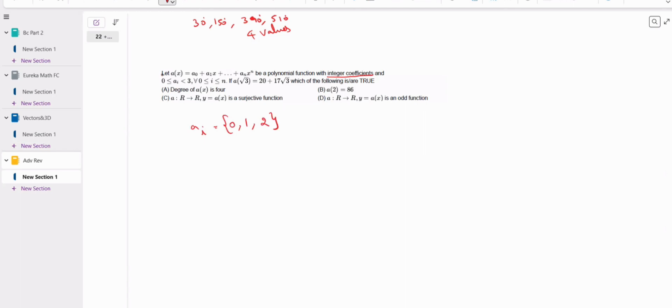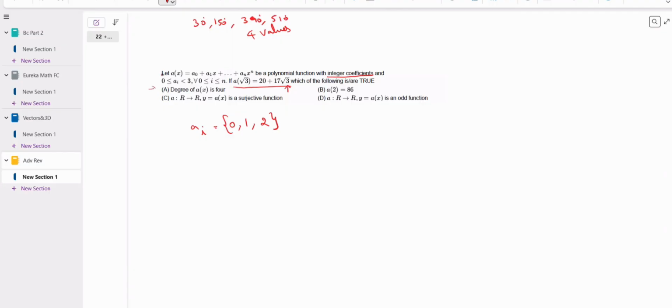And then they are given that P of root 3 is 20 plus 17 root 3, and which of the following is/are true? Okay, so root 3 is coming. That's a good sign. That means maybe root 3 power 1 or root 3 cube or root 3 power 5 is being used. I told you, every JEE Advanced problem is incomplete without the options, so look at the options.